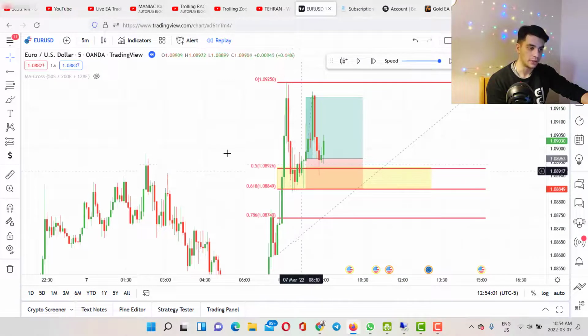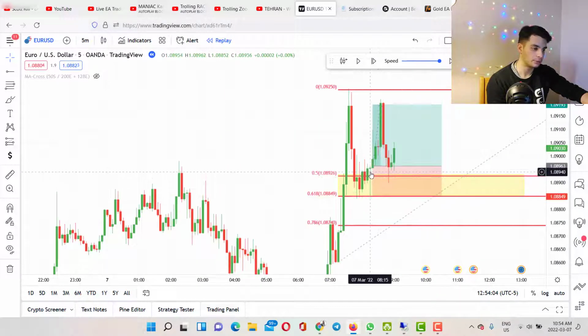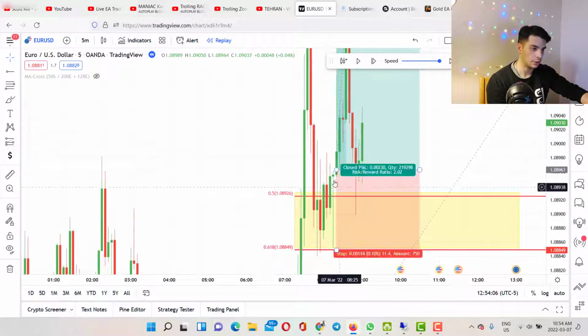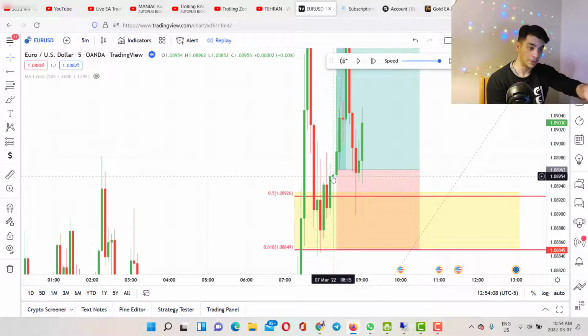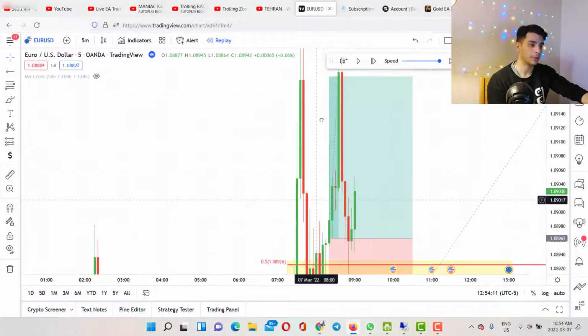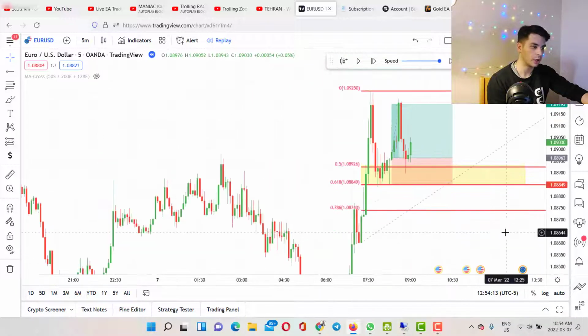And we have consolidation. We had really good momentum, and this is exactly what happened. Very good. It's a very cool trade. I hope you took it, guys.